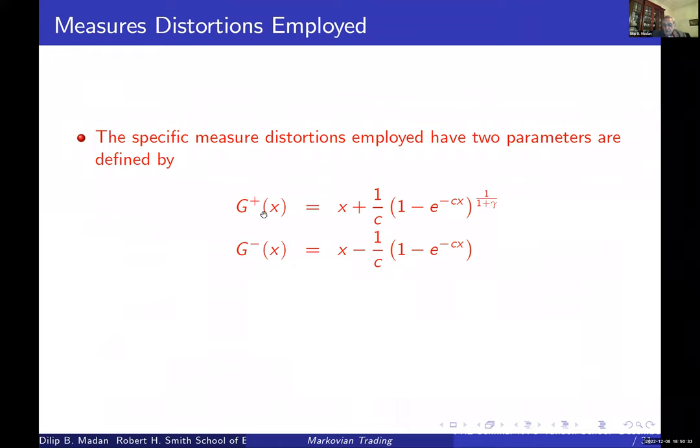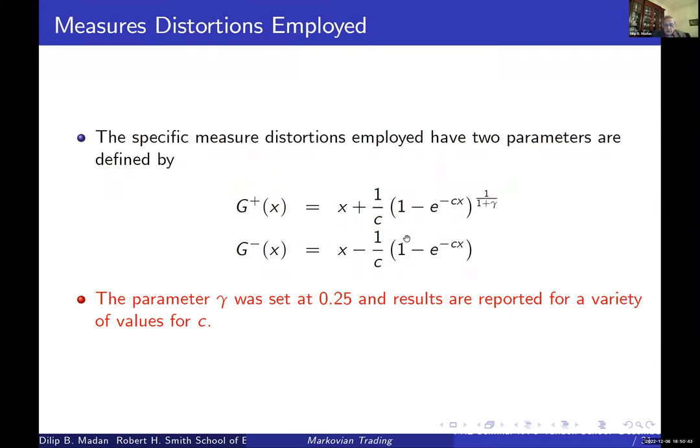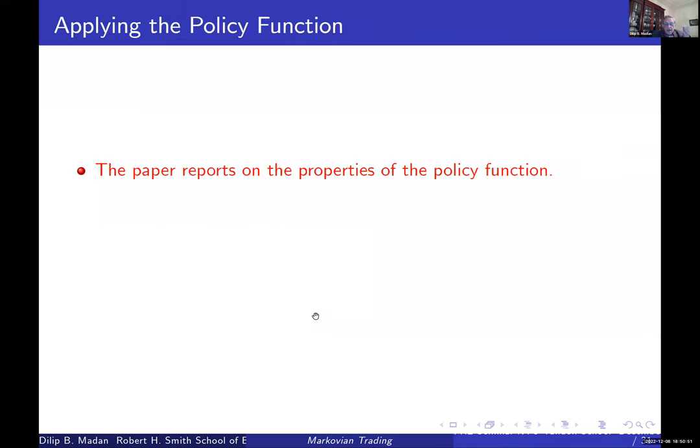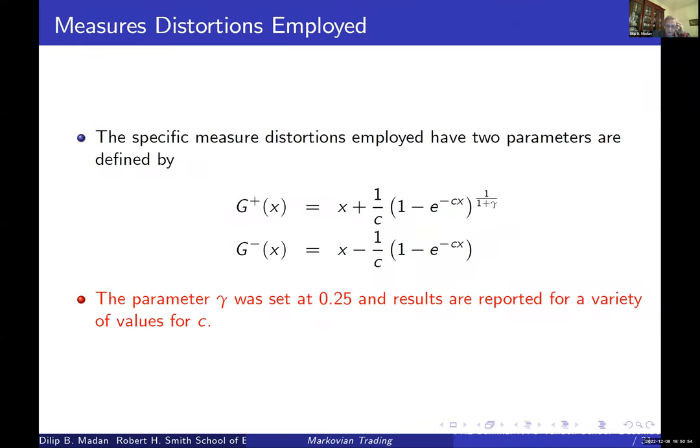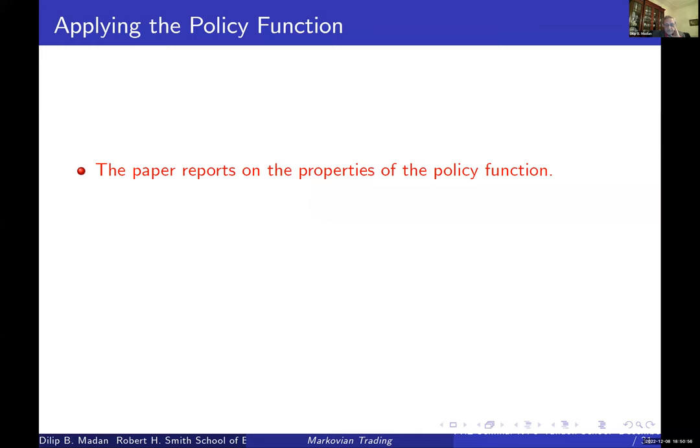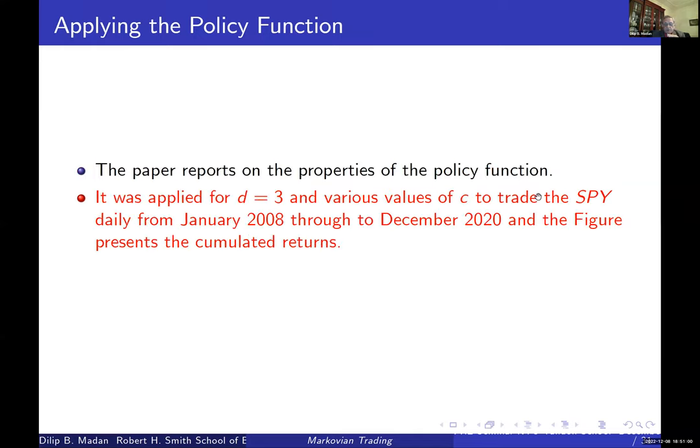Of course, I have to specify my distortions, and the distortions I've been using, G plus is above the identity, G minus is below the identity. And so these were my measure distortions that I've been using from previous papers. And we report results for, we have to pick values for gamma and C. And we tried various values. And the paper reports on the policy functions.